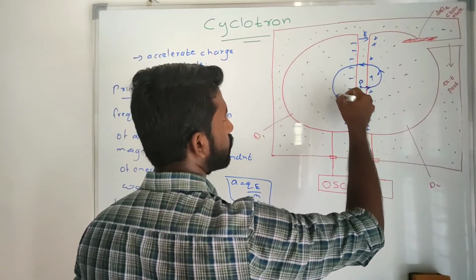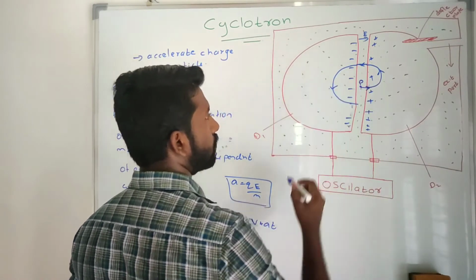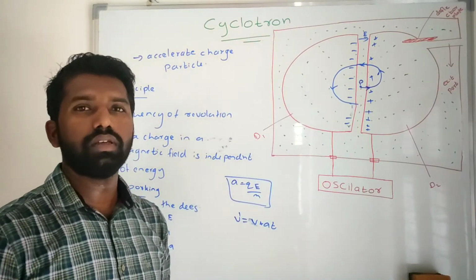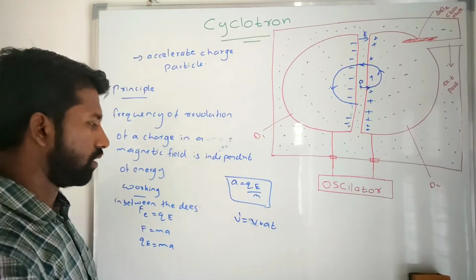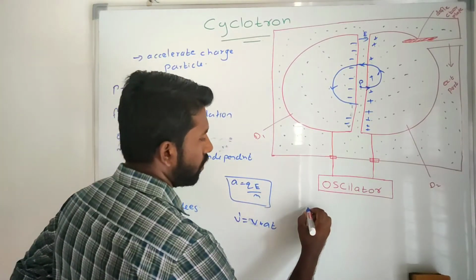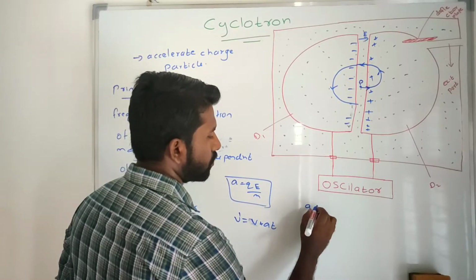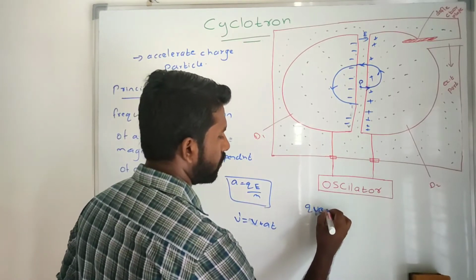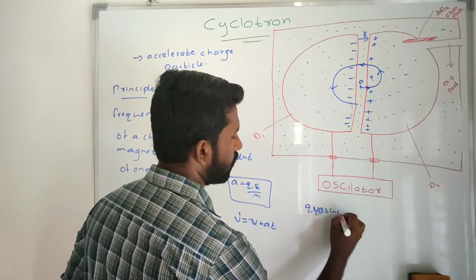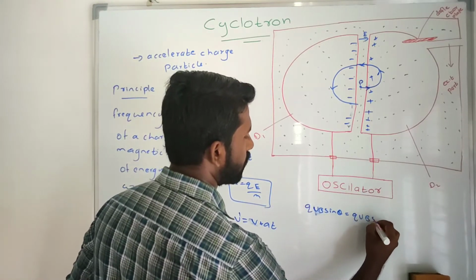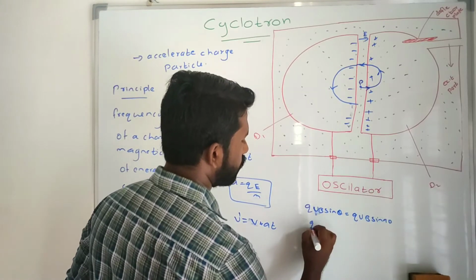Like this it will move. But you see now here the radius will be increased. Why? You see the formula. When a charged particle moves in a magnetic field, the force is QVB. Here sin theta is equal to what you will get? QVB sin 90, that is equal to QVB.